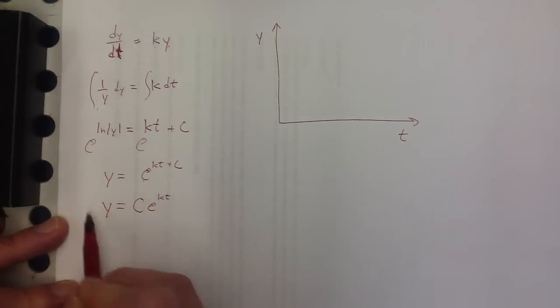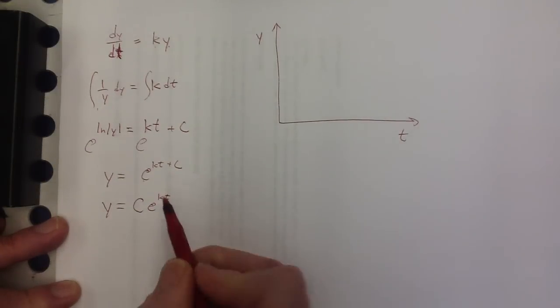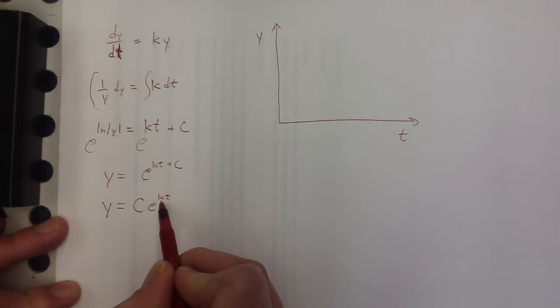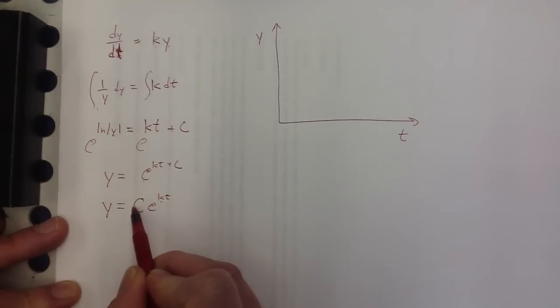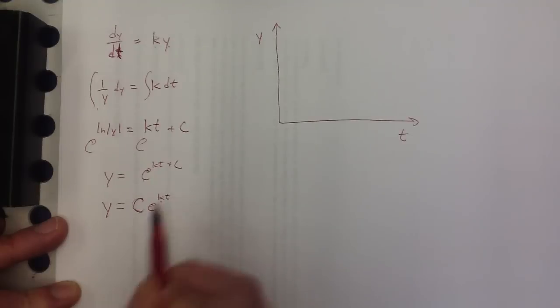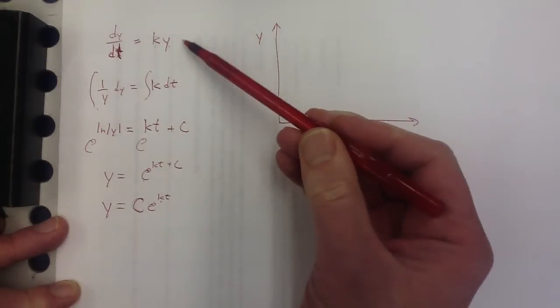And you might recognize this. This is actually just the Pert formula, where k is the rate of growth and c is the amount of stuff that we're starting with at time 0. So this is where the Pert formula comes from.